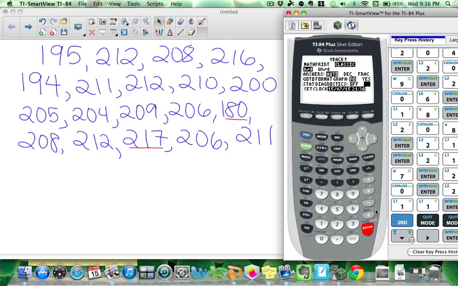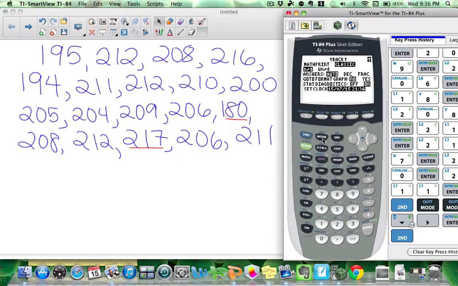And then some of you with an even newer model probably have something that says stat wizards. That sounds like a good thing. It's not. So if you have stat wizards, I need you to turn that off. I don't have it; this is an older version. So stat diagnostics on, stat wizards off. Okay, so go ahead and quit. You only need to do that once, and then if for some reason you reset your calculator or something like that, you may have to do it again.